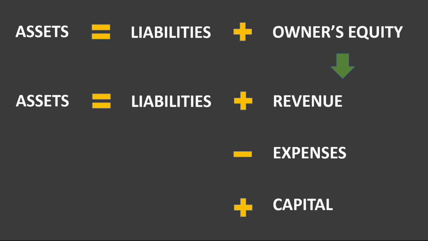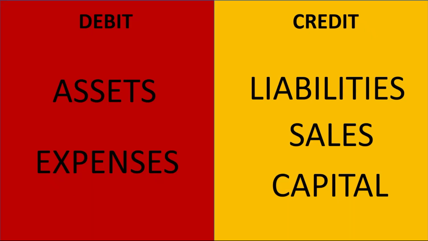To recognize business transactions, we use the double entry bookkeeping method. This method requires you to debit or credit the accounts involved in the transaction. Remember, debit and credit simply means left side and right side of an account. No other meaning. If you debit the asset and expense accounts, you add value to these accounts. On the other hand, if you credit the sales, liabilities, and capital accounts, you'll add value to these accounts as well.